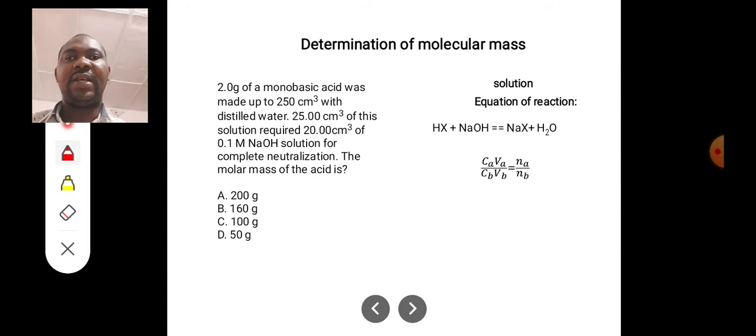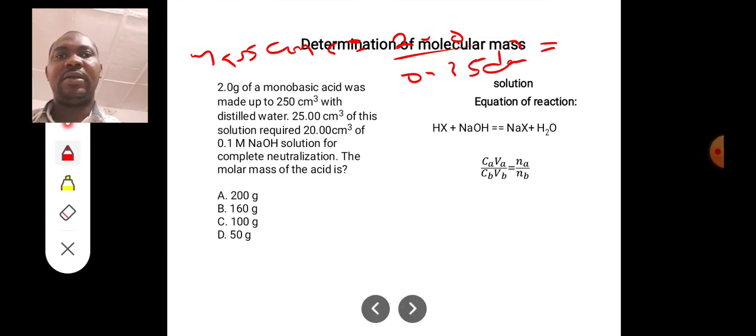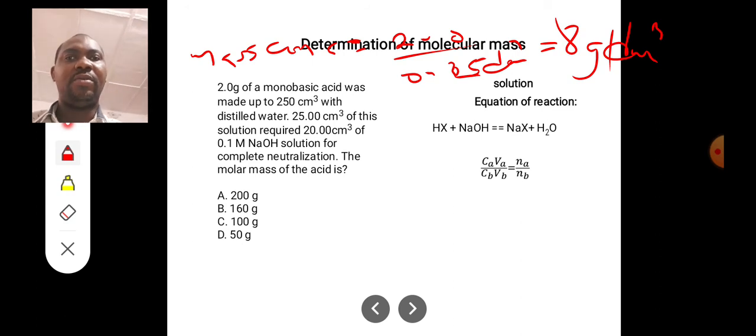Now the concentration of the acid, we cannot tell, we can only tell the mass concentration. The mass concentration is the mass over volume. So the mass is 2.0 and the volume is 250 cm cube, which is 0.25 dm cube. That will give us 2 divided by 0.25, which is 8. So we have 8 grams per dm cube, but that is all we can do with this, because we don't know the molar mass of the acid.